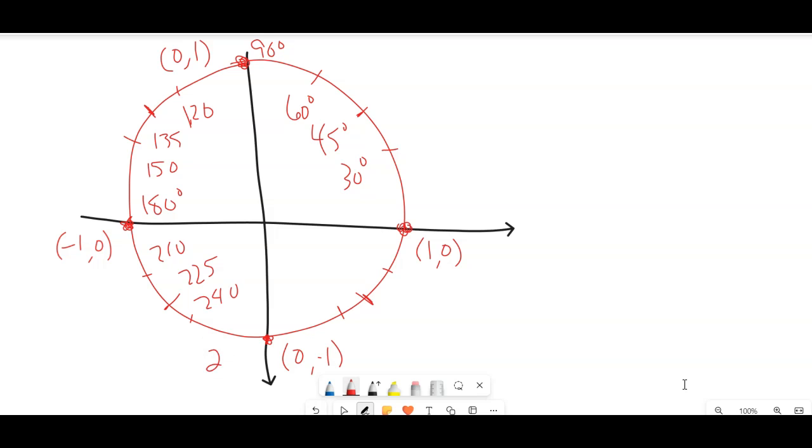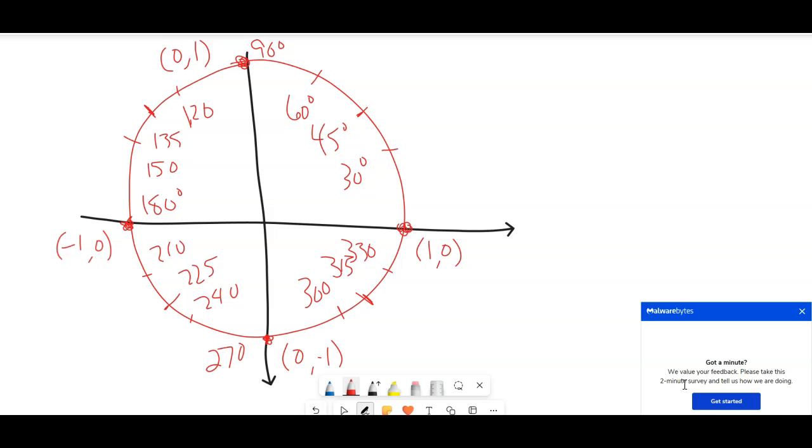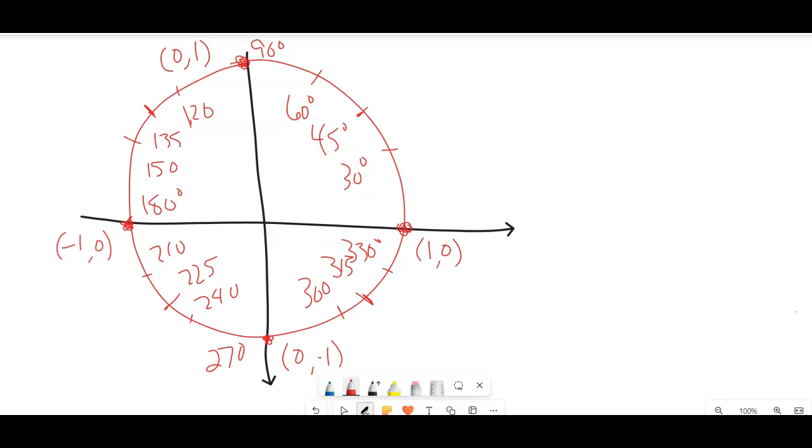This is 270, that's 180 plus 90. And then from 270 again, add 30, that's 300 degrees, add 45, that'll be 315, and then add 60, and that's 330, and then you're all the way back around to 360 degrees. Then your radian measures. So this is pi over 6, this is pi over 4, this is pi over 3, this is pi over 2.